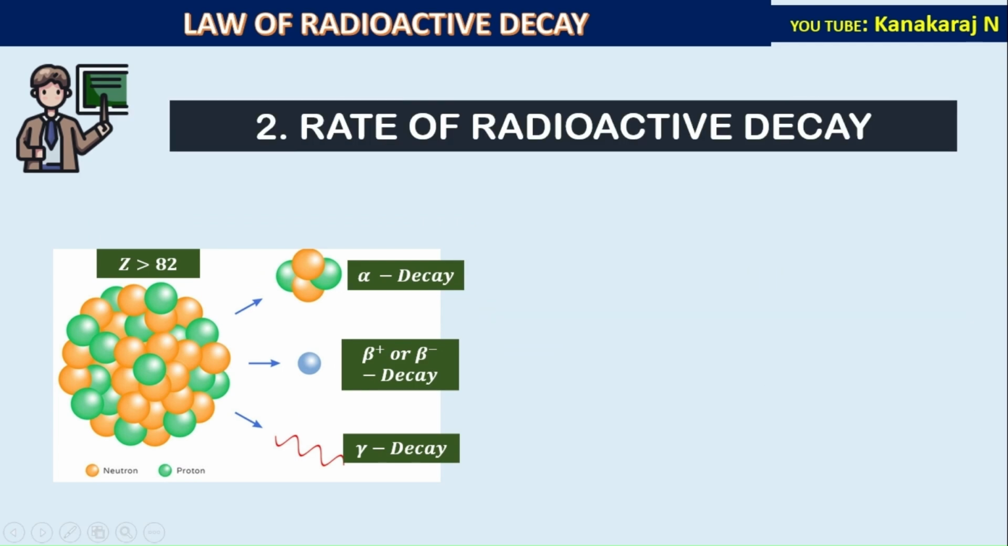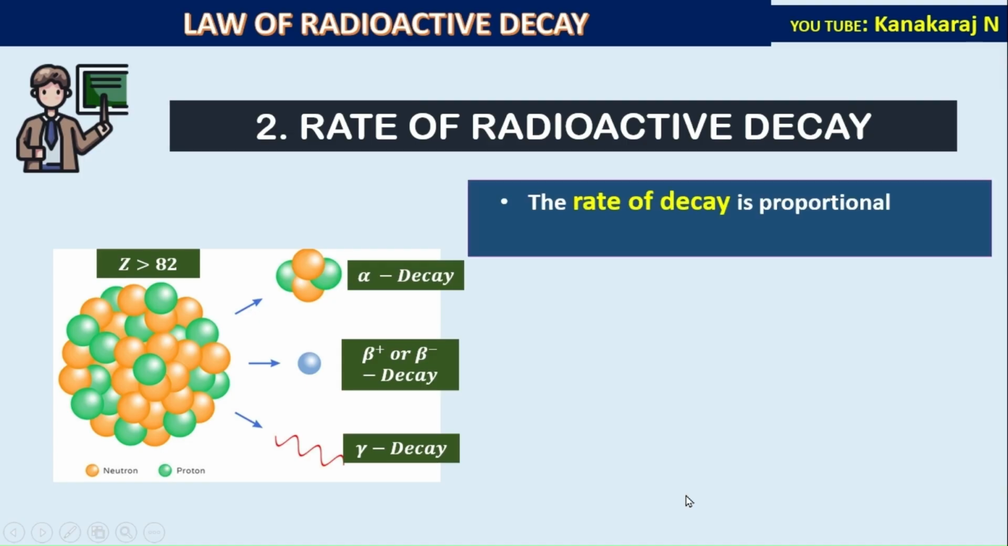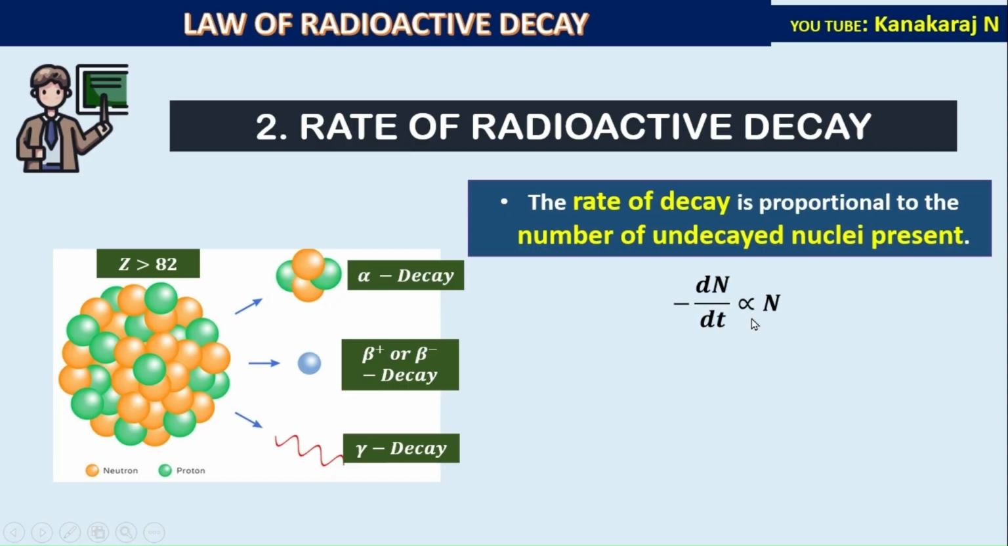Rate of radioactive decay. The rate of decay is proportional to the number of undecayed nuclei present. Minus dN upon dt is proportional to N. Here, N is the number of undecayed nuclei present, and dN by dt is the rate of decay. The negative sign indicates that N decreases with time.